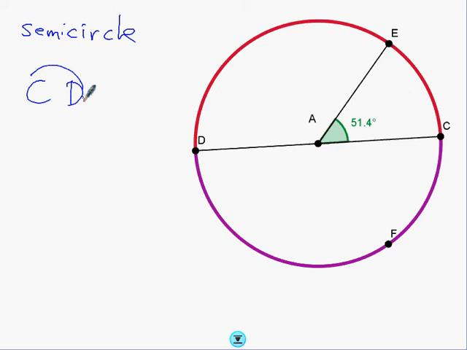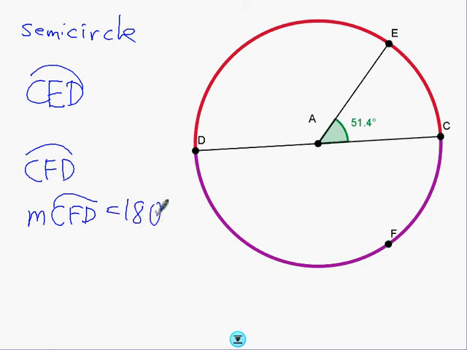Perhaps you've noticed that it's not clear whether I'm talking about the top part of the circle or the bottom part of the circle. Just like with major arcs, with semicircles you have to provide a letter in the middle. If I want to talk about the top, I'll call it arc CED or semicircle CED. If I want to talk about the bottom, I'm going to call it CFD or DFC, whichever one. And as you're probably aware, the measure of either of these semicircles is always exactly 180 degrees. If it's any smaller, it's a minor arc. If it's any larger, it's a major arc.